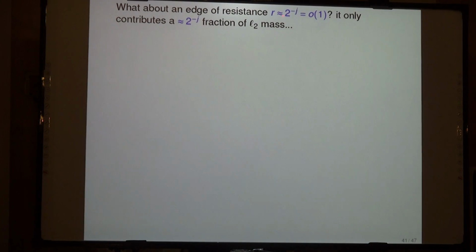Remember, if an edge has low effective resistance, say effective resistance R, then we don't necessarily have to include it. We have to include that edge with probability 2 to the minus j. Now it seems tricky to learn about these edges because if you redo this analysis, you will see that such edges only contribute a 2 to the minus j fraction of L2 squared mass. So you can't really reconstruct all of them, but that makes sense.